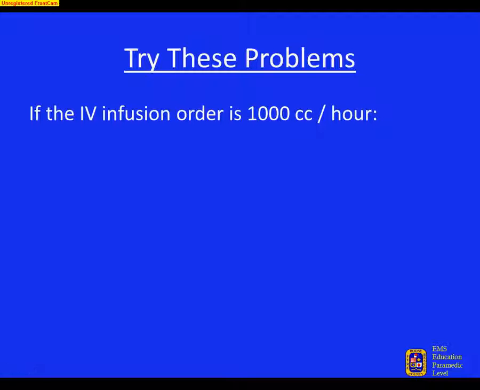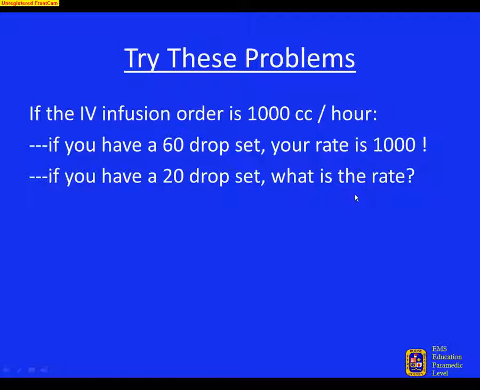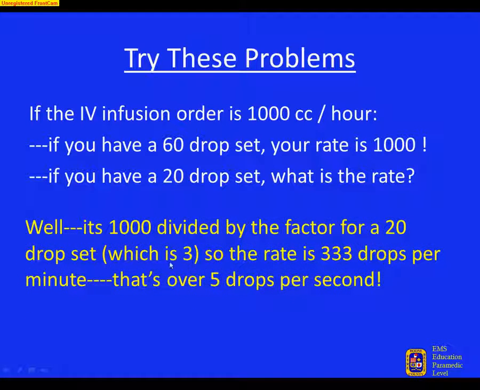If the order is for 1,000 an hour, a liter an hour, if you got a 60 drop set, well, your rate's 1,000. If you got a 20 drop set, what's the rate? And you can pause the video and think about it on your own if you'd like. I'll give you a couple of seconds here. The factor would be 3. So now your 1,000 is divided by 3, or 333 drops a minute. That's 5 drops a second. It's almost wide open, even with a 20 drop set.